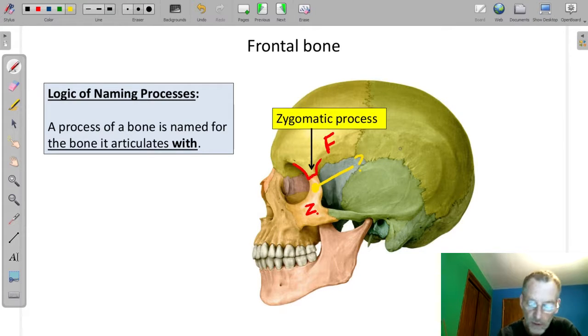I'll give you one more to work on, well, two more, and then I'll leave it to you to figure them out, and you can talk amongst yourselves. So using the same logic, name that process and name this process. Okay? If you have questions, let me know.